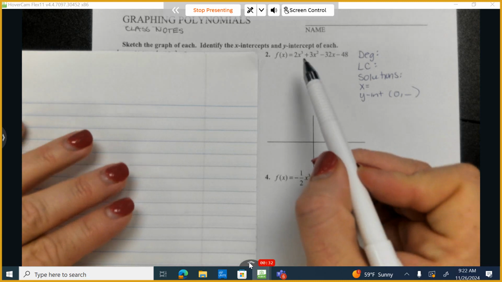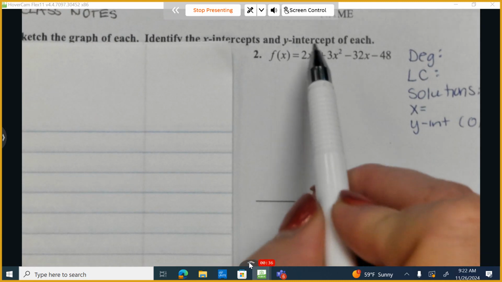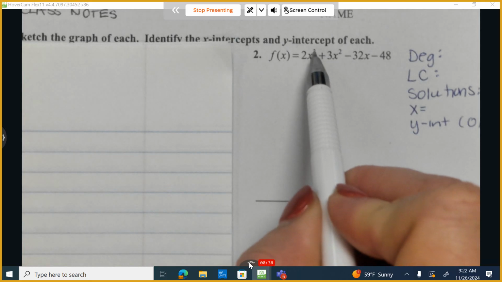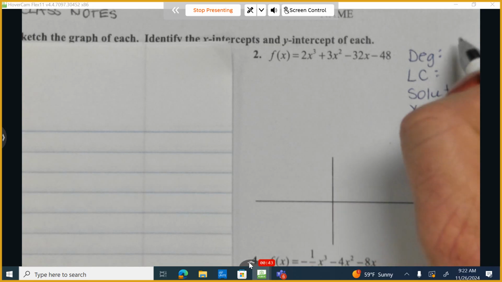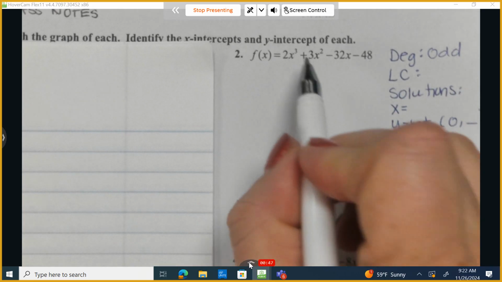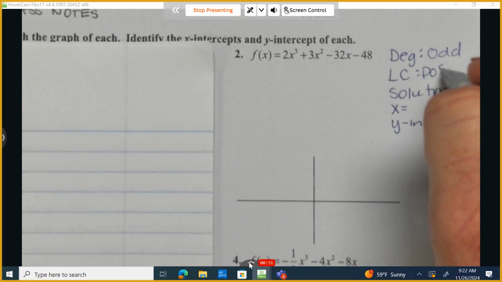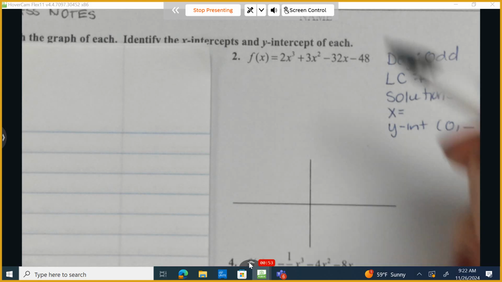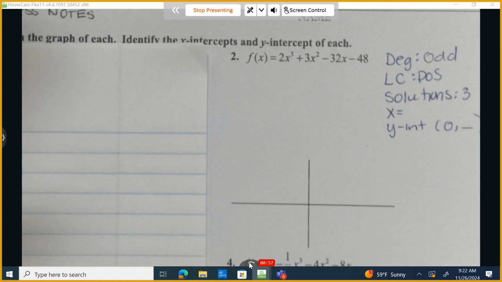So, how do I identify the degree in number 2? Let me zoom in for you. I'm looking at what is the highest value on a variable: 3, 2, 1, and 0. So 3 is the highest number. 3 is an odd number. Then I'm looking at the number in front. 2 is a positive number, and I'm abbreviating. This degree tells me how many solutions, so there's going to be 3 solutions.